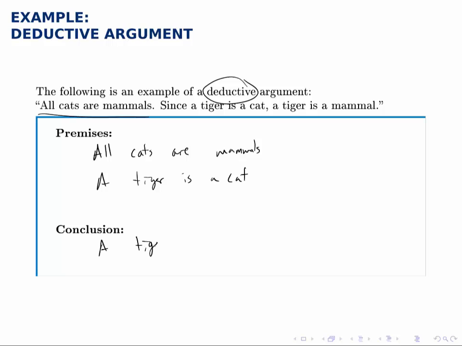So our specific case is dealing with tigers. So a tiger is a mammal. And this again is the difference between inductive reasoning and deductive reasoning. Inductive works upward from specific cases, specific instances, to describe a general rule. Deductive reasoning works from a general rule down to a specific example.